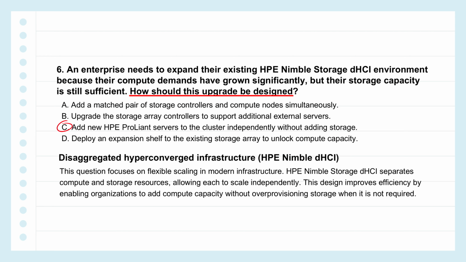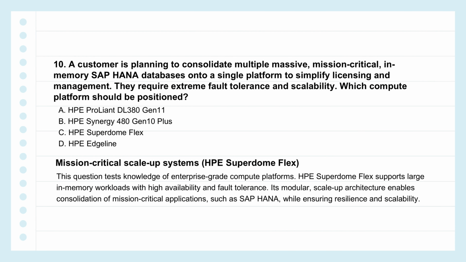Exactly. HPE Nimble Storage dHCI solves this by disaggregating, or separating, the compute and storage scaling. Because the prompt explicitly states that storage capacity is still sufficient, options A, B, and D are inherently wrong because they force the customer into unnecessary storage upgrades or expansions. Only option C takes advantage of the disaggregated architecture. Makes total sense. Let's push the hardware demands even further with question 10.